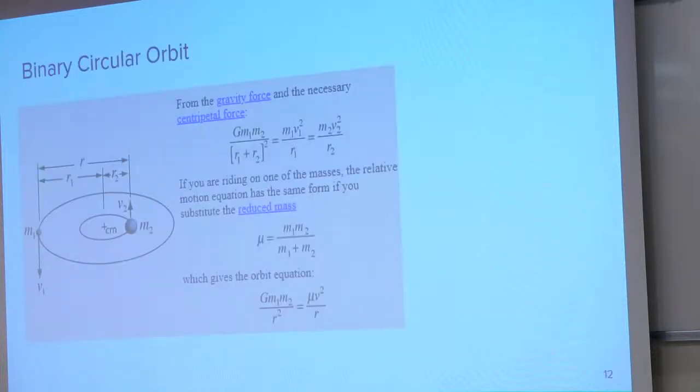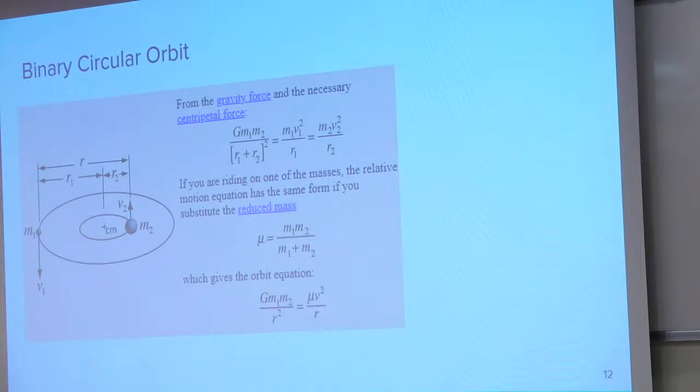So obviously things can orbit each other and not be dominated by a much heavier thing, like binary stars. So in this case, we have two radii, one of the other, and then a larger one. So if we take the gravity force and centripetal force in this equation, and then substitute the reduced mass, which is used a lot in two-body systems, we can get this orbit equation.